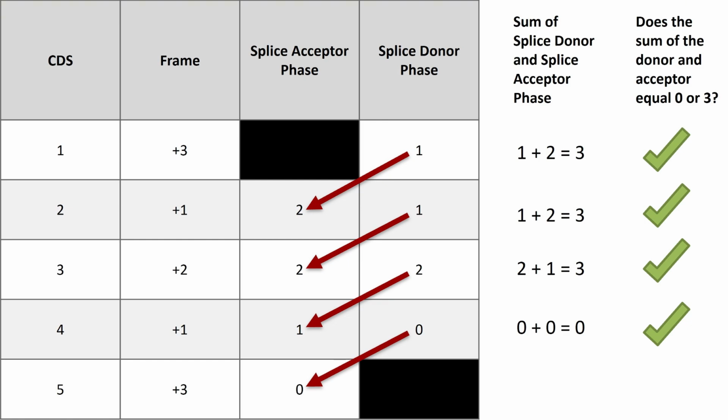Now we have finished reviewing the phases of splice donor and acceptor sites. Recall that to maintain the open reading frame across adjacent coding sequences, the phases of the donor and acceptor sites of adjacent coding sequences must be compatible with each other, meaning that the sum of the donor and acceptor phases must either be 0 or 3. Looking at the splice sites between CDS1 and CDS2, we see the splice donor phase of CDS1 is 1 and the splice acceptor phase of CDS2 is 2. Thus, the sum of the donor and acceptor phase for intron 1 is 3, and we can apply that same concept for the rest of our coding sequences.